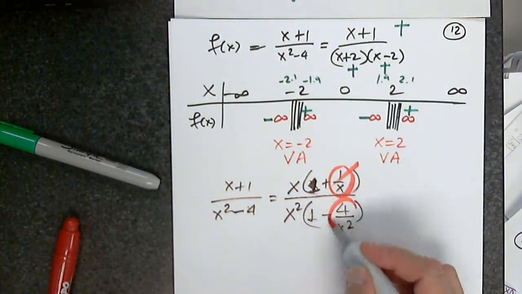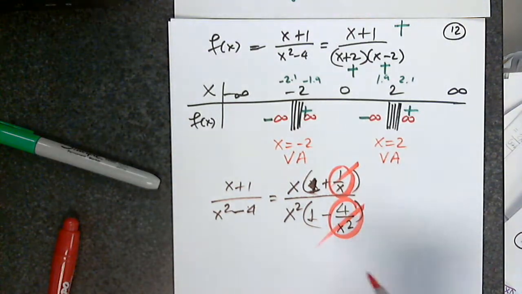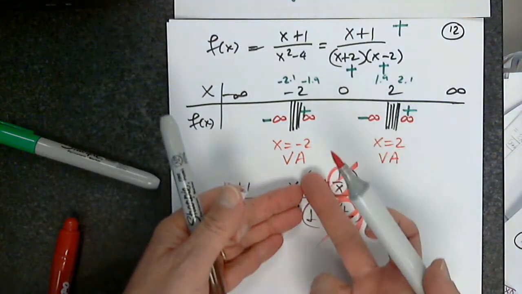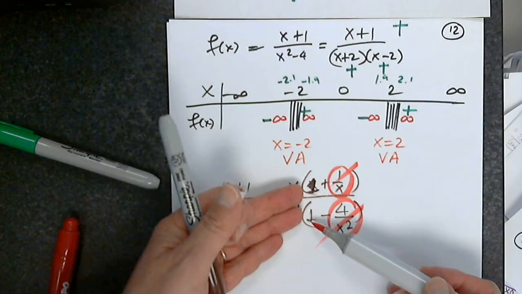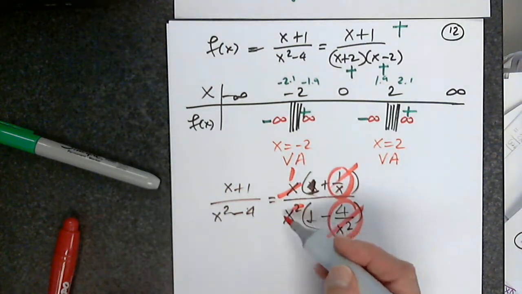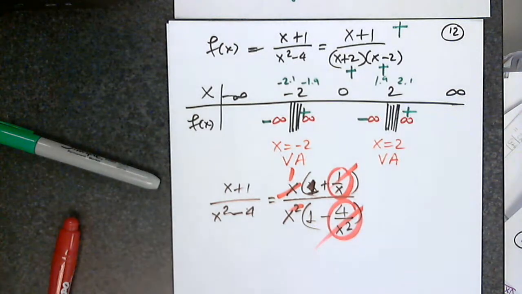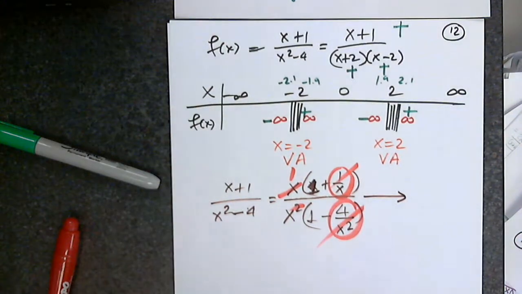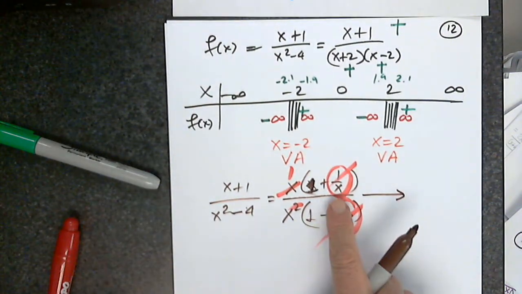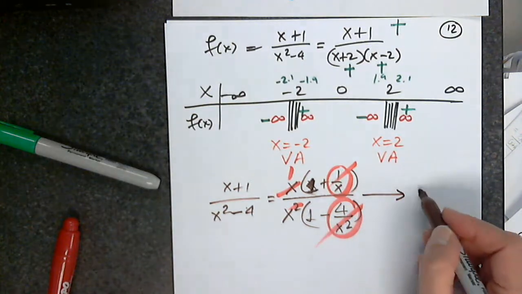Good. What happens to this? What happens to this? 1. I simplify an x with an x. So this is 1 times 1 over x. What will happen to 1 over x as x approaches infinity? 0. Yes.